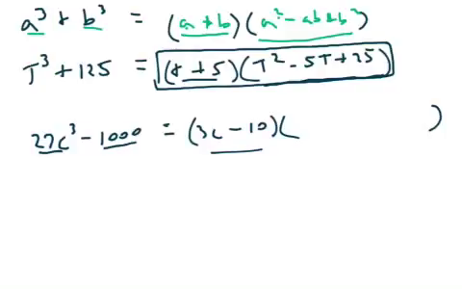Those are the building blocks for the square leftover. So square up 3c. 3c times 3c would be 9c squared. Multiply these, but change the sign for the middle, positive 30c. And then square up negative 10. Negative 10 times negative 10 is positive 100. Okay?